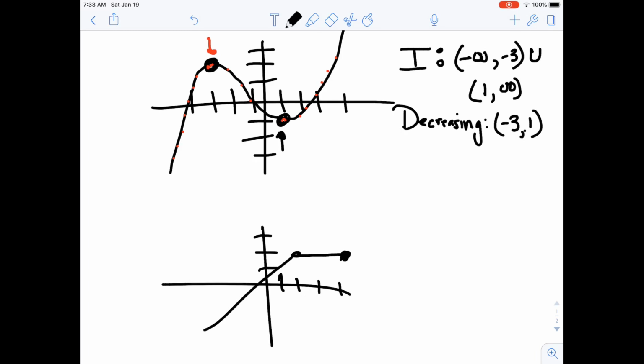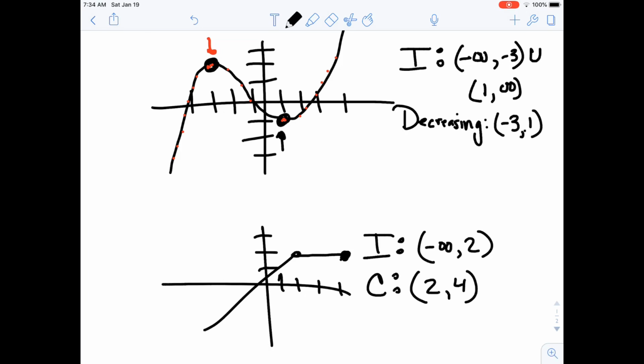So where is it increasing from? This one is increasing from negative infinity to x equals 2. So you'd say negative infinity to 2 would be increasing, and then it's constant, so C, from 2 to 4. So if you ever see it's flat, then that's constant.